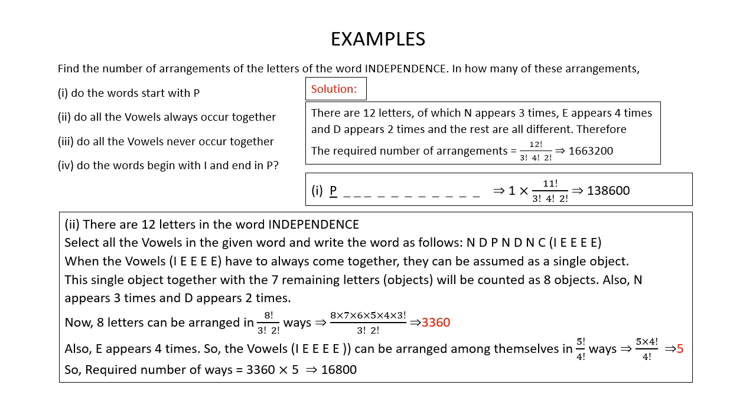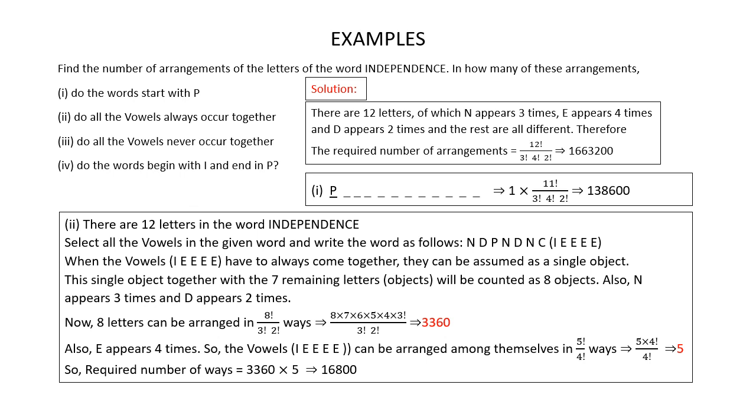So here let's find the number of arrangements of the letters of the word independence. Now you know that the number of arrangements is equal to overall factorial divided by the product of the repeat factorials. Now here in the word independence there are 12 letters which can be arranged in 12 factorial ways. So the overall factorial is 12 factorial.